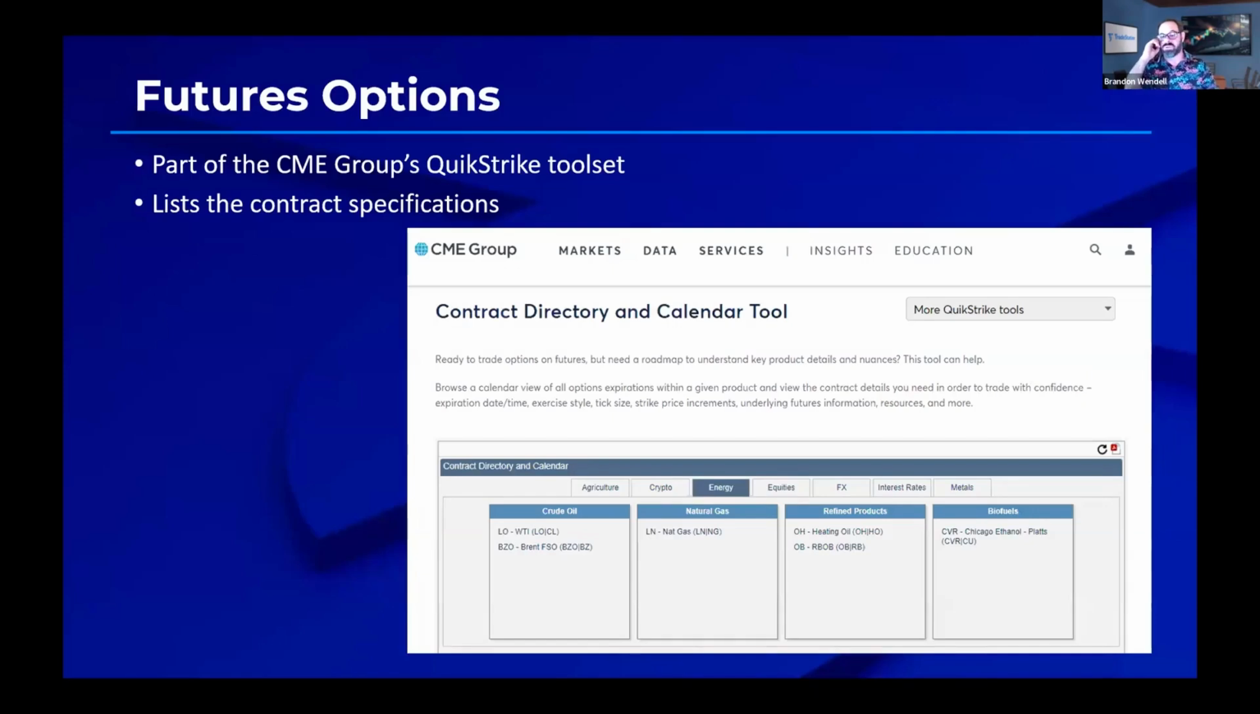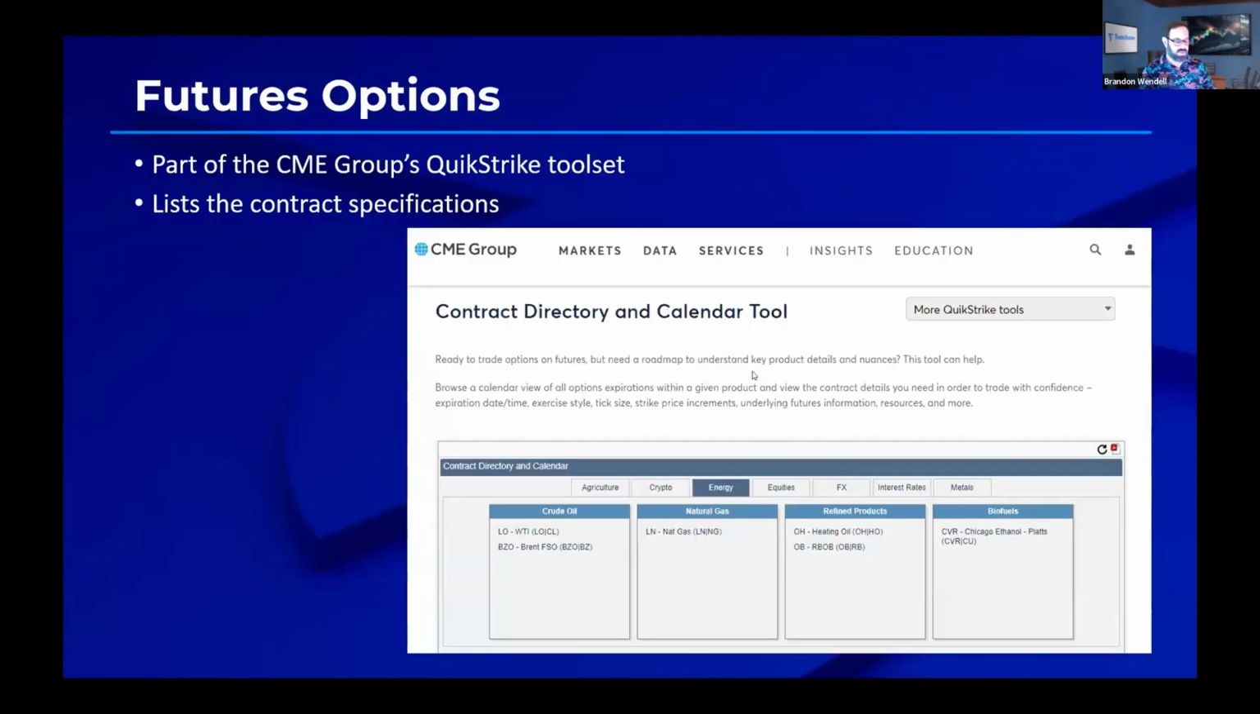Now, this is the tool that I was mentioning that makes it a lot easier for you to understand what it is you're trading. If you go to the CME website, they have a whole set of tools called Quick Strike, and they're free to use. You can create a free account. I don't know if you need an account to trade or to use this tool or not.